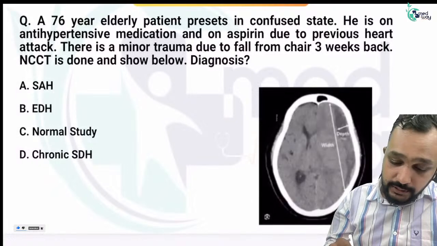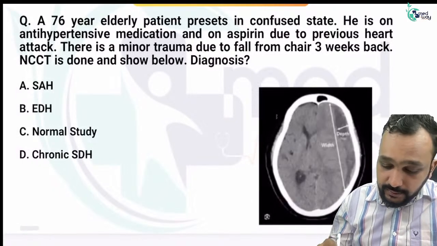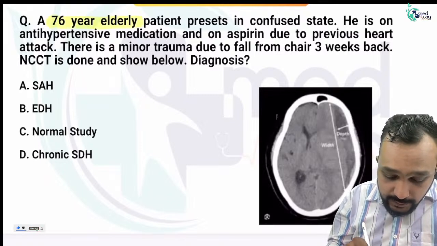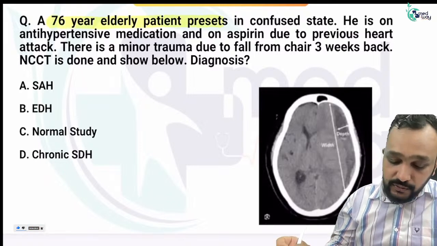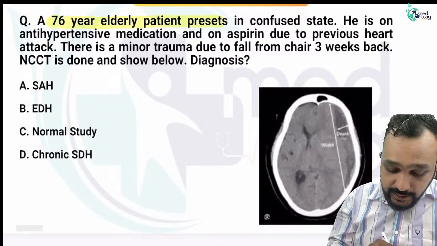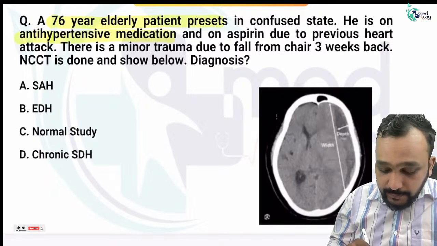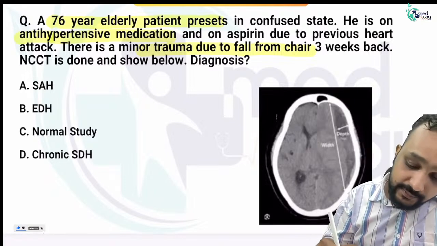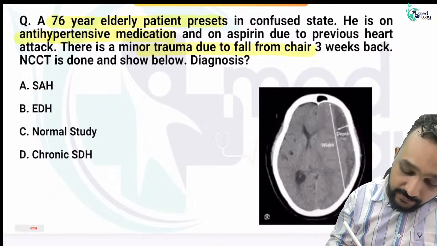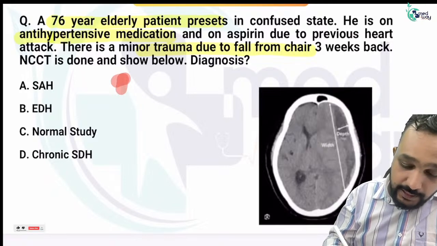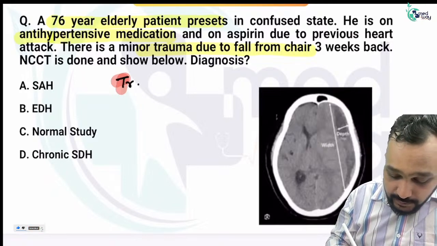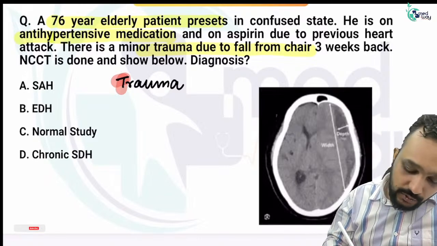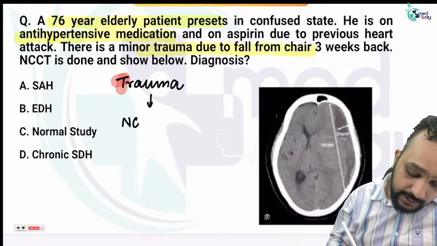So another question: a 76-year-old male patient presents in a confused state. He is on antihypertensive medication, with minor trauma due to a fall from a chair 3 weeks back, and NCCT head is done. A very typical question that is asked. So this is a case of traumatic brain injury. The most common investigation is NCCT head.